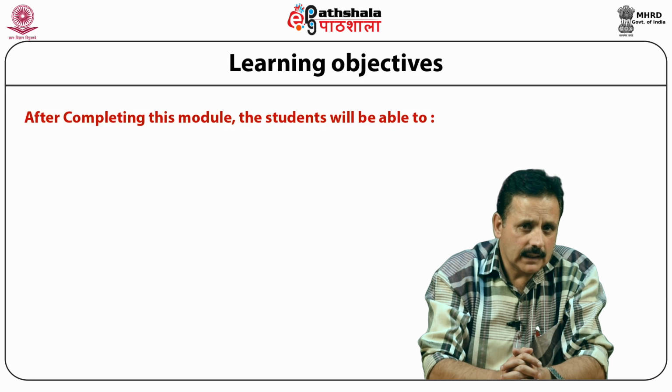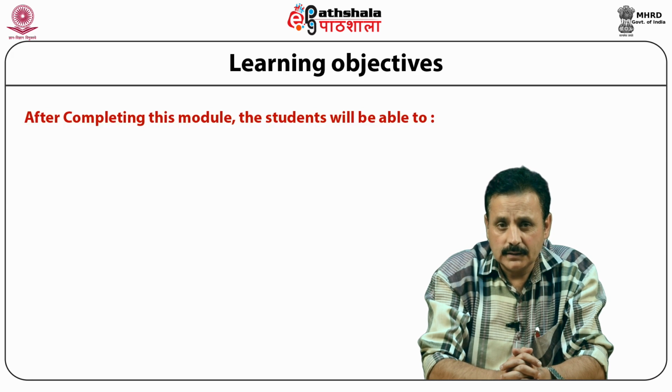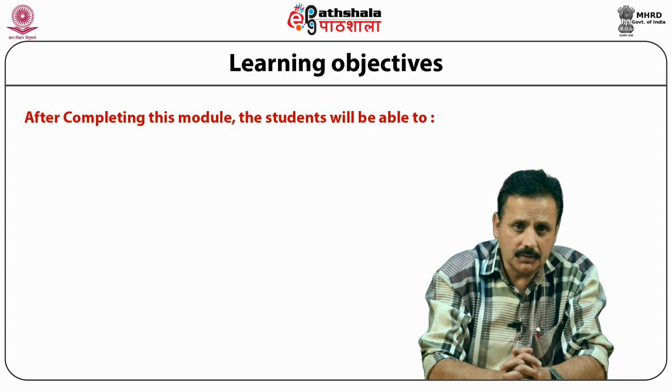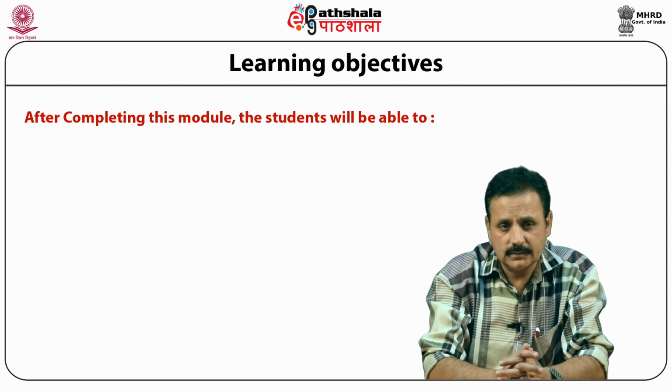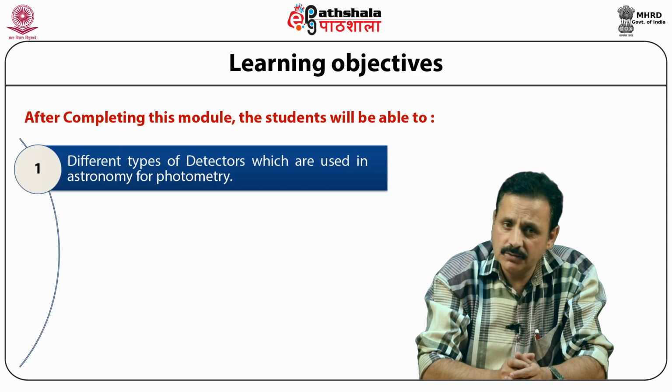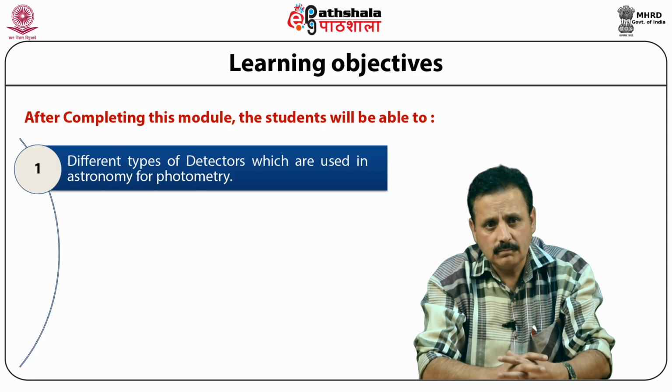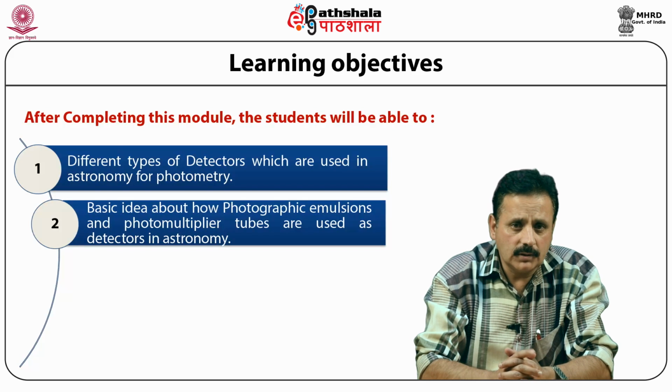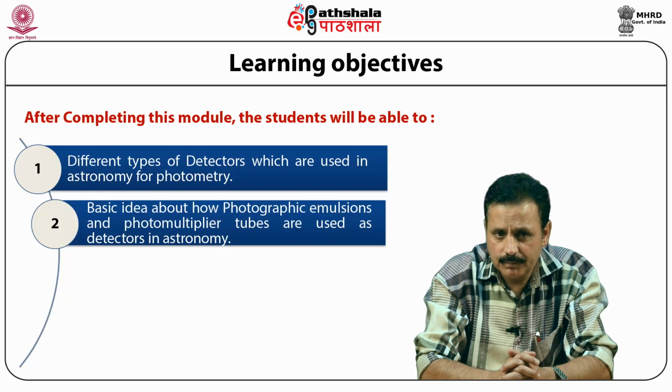Today we are going to talk on the module Photometry-II under the paper of Astronomy and Astrophysics. After completing this module, the students will be able to learn the following things. Number one, different types of detectors which are used in astronomy for photometry. Basic idea about how photographic emulsion and photomultiplier tubes are used as detectors in astronomy.